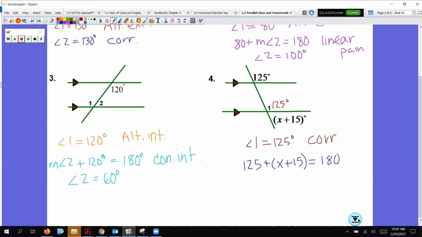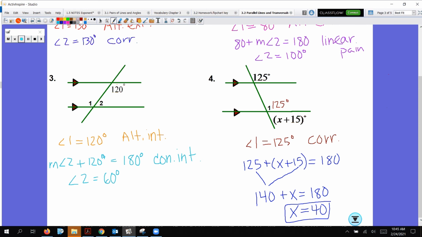Okay, so here we have to solve an equation. I'm going to combine like terms. They're on the same side of the equation, so I just add them together. I'm not going to subtract. I'm going to add them together. 125 plus 15 is 140, plus x is equal to 180. When I subtract 140, I get x is equal to 40.